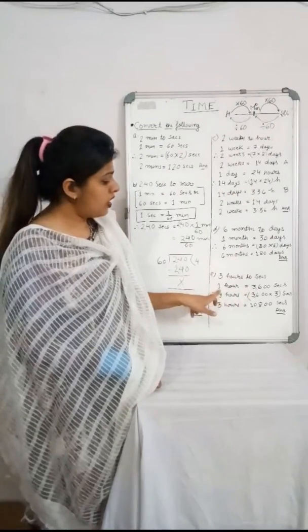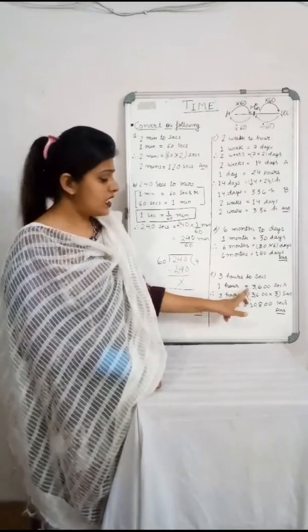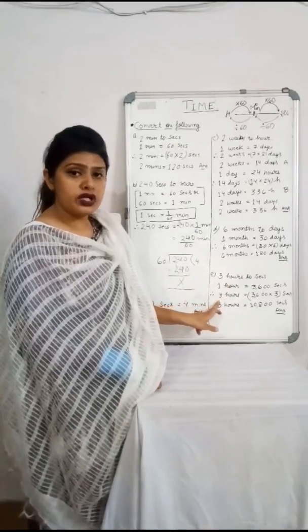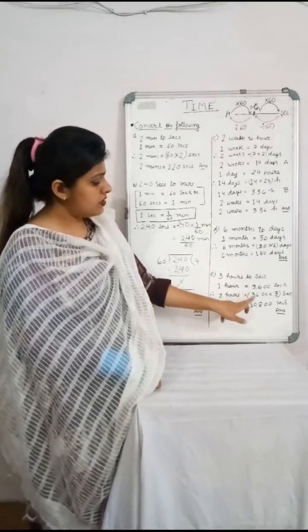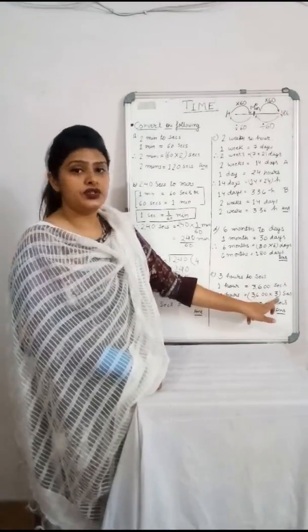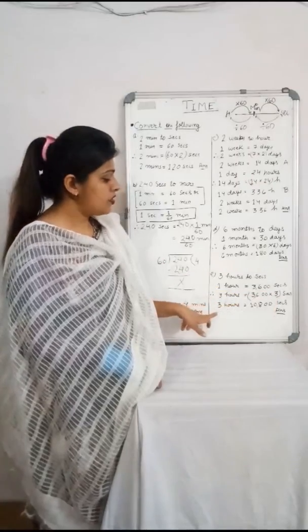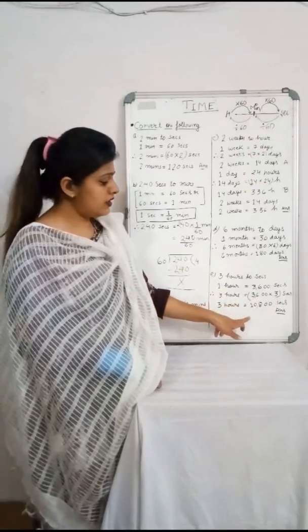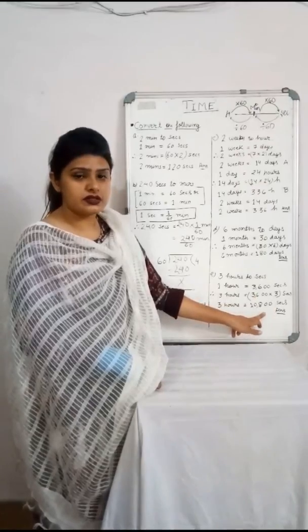Now 1 hour will have less number of seconds and 3 hours will have more number of seconds. That is 3600 will be multiplied by 3. Now 3 hours is equal to 10,800 seconds.